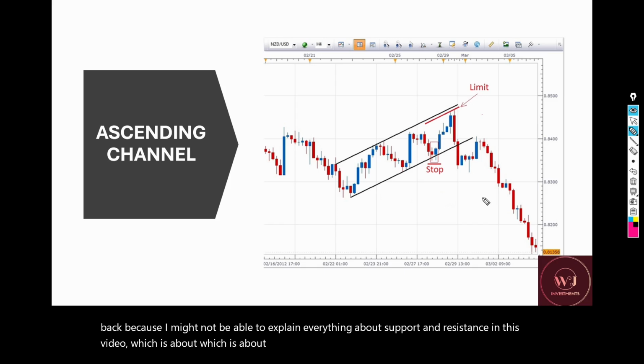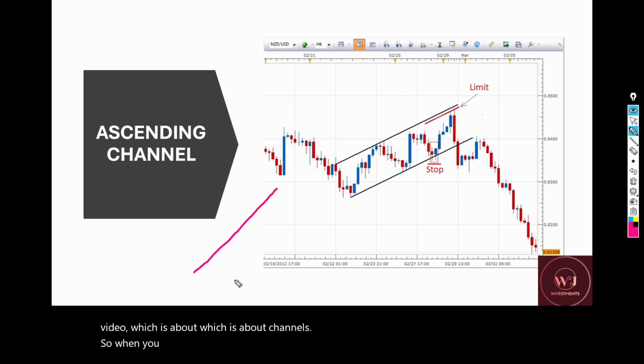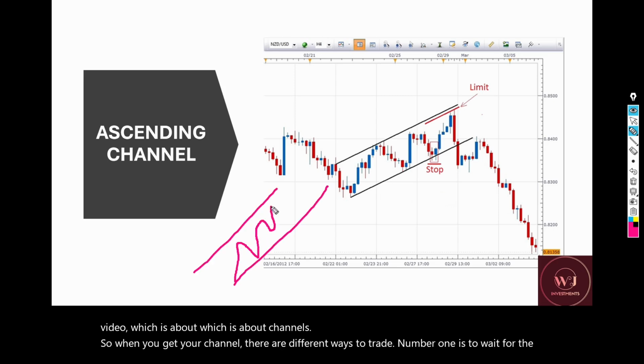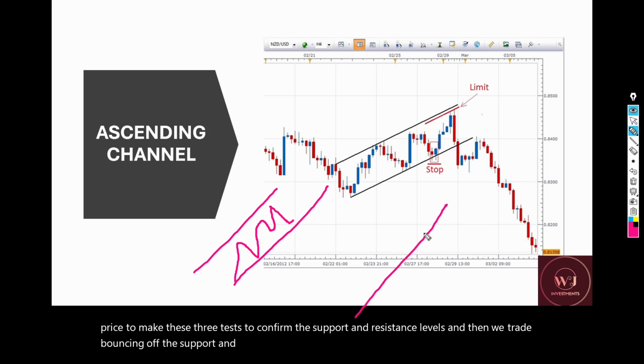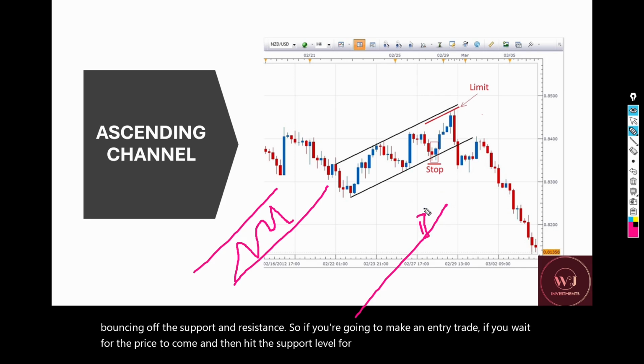Channels. So when you get your channel, there are different ways to trade. Number one is to wait for the price to make these 3 tests to confirm the support and resistance levels, and then we trade bouncing off this support and resistance. So if you're going to make an entry trade, you wait for the price to come and hit the support level, for example, then you wait for a candlestick pattern.